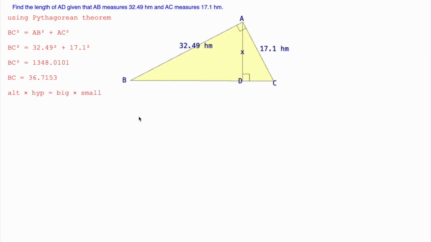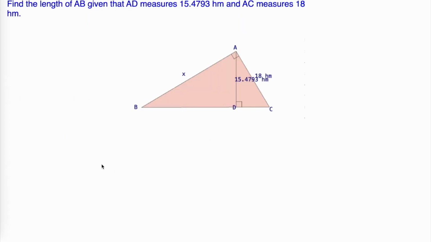I'm going to use the rule that says the altitude times the hypotenuse is the big leg times the small leg, where the altitude is our unknown. That's what we're after, AD. BC, we just figured out, is 36.7153. AB is 32.49. AC is 17.1. I'm going to multiply those two together and divide by the 36.7153. That gives me 555.579 divided by 36.7153, which is 15.1321 hectometers.